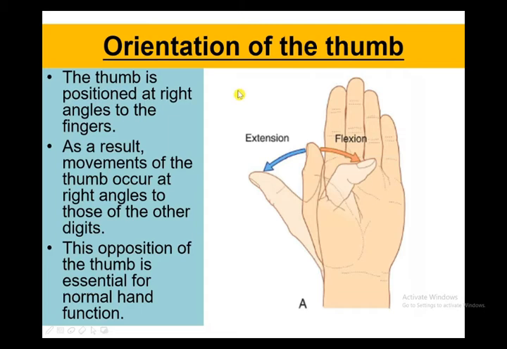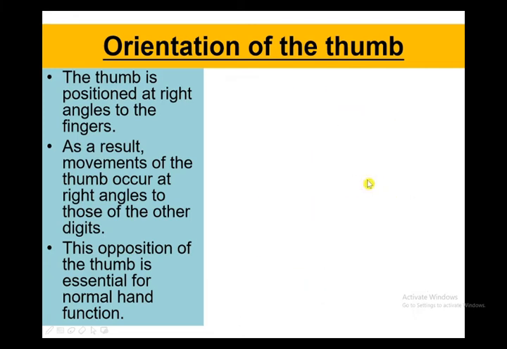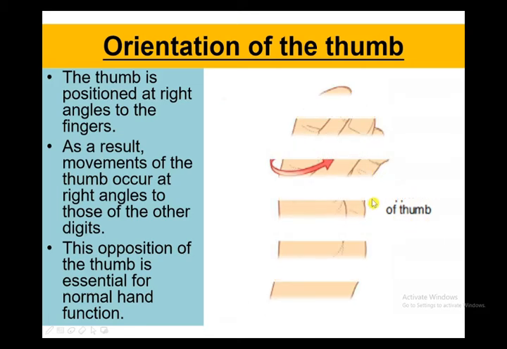Orientation of the thumb. The thumb is positioned at a right angle to the fingers, so as a result its movements are different from the fingers. As we can see here, flexion and extension are performed in this way, and it also performs another motion, abduction, and here a very important motion, opposition of the thumb with the other digits.